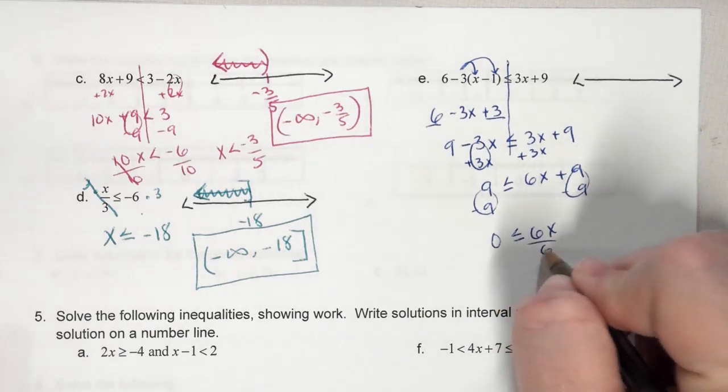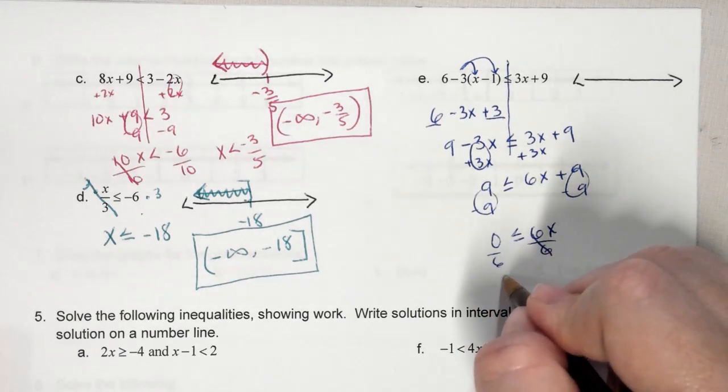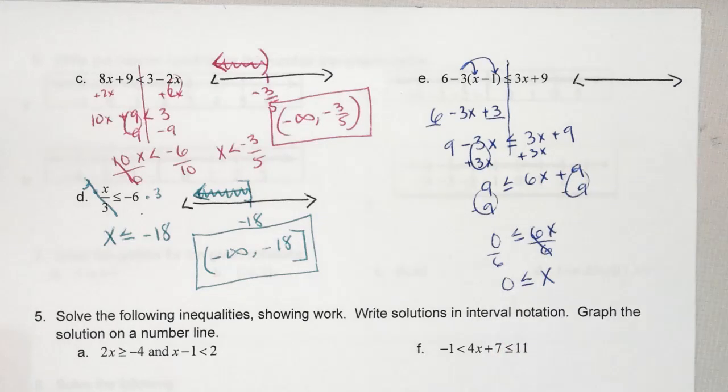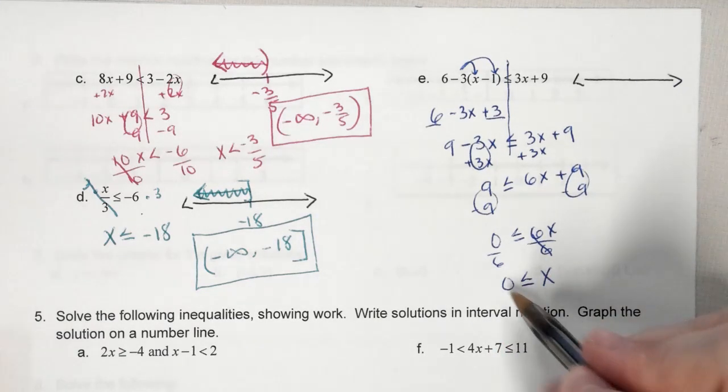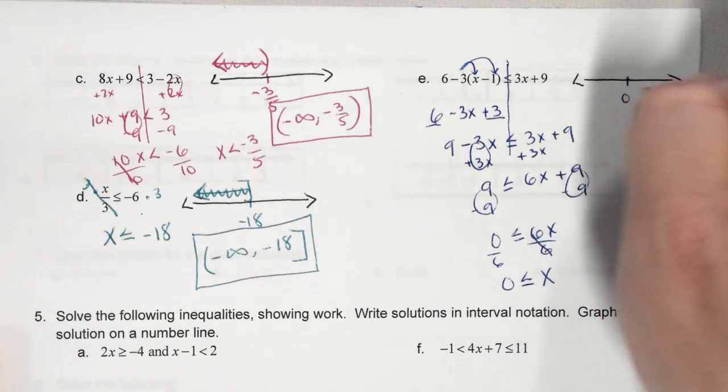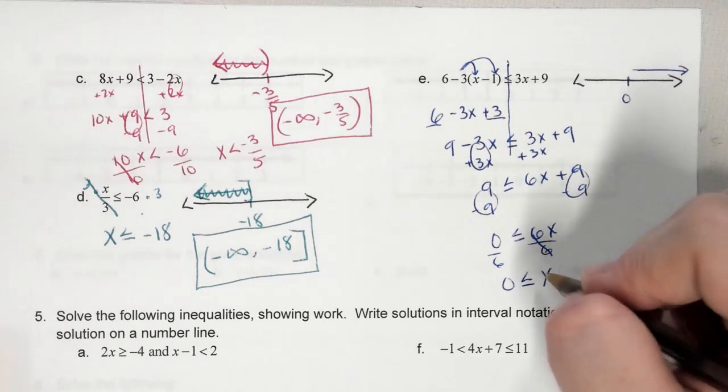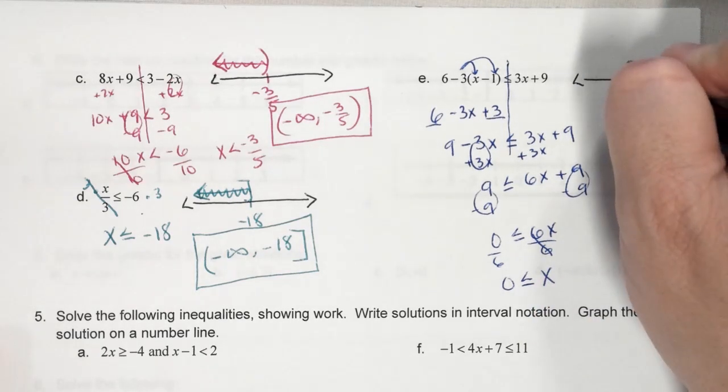So I'm going to divide both sides by 6. And I get 0 is less than or equal to x, or x is greater than or equal to 0. So here, greater than goes to the right because it's eating the x, so x is bigger, and it's equal to.